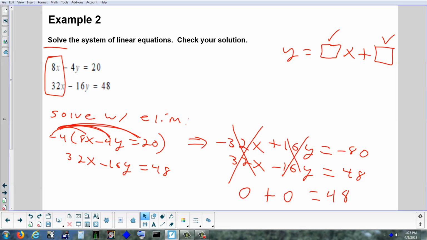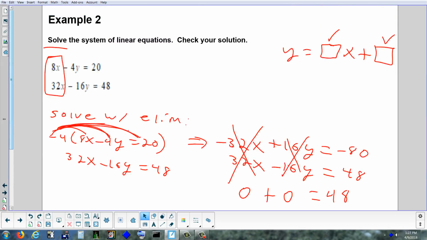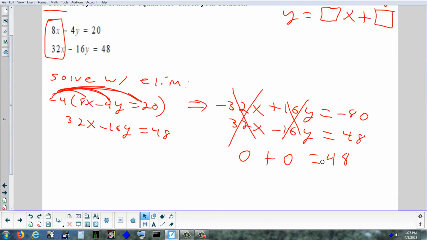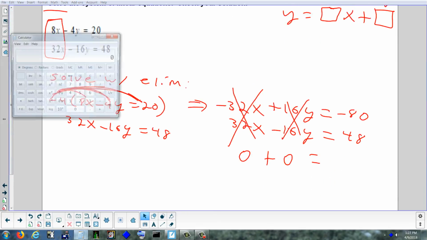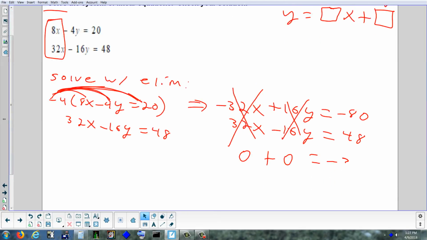What about the negative 80? How do you just get 48? Yes, we do need to add those. Negative 80 and 48 is negative 32.